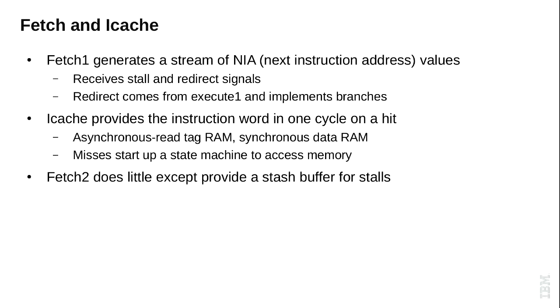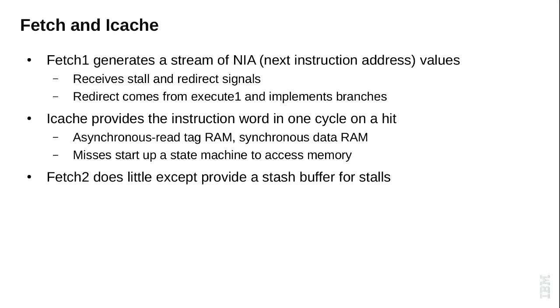It has the signals coming in, the stall and the redirect. The stall says, don't give me the next number on the next cycle, just repeat the same number. And the redirect says, start again from this number. So if you do a branch to 200 hex, then it's going to spit out 200, 204, 208, and so forth. That goes into the iCache, and as long as we're hitting in the iCache, we can do it in one cycle. We can accept a different NIA each cycle and generate the instruction word on the next cycle.